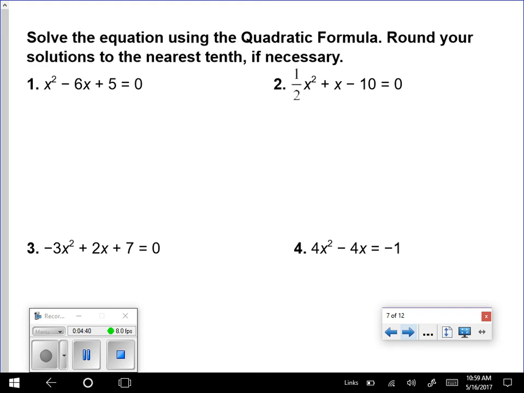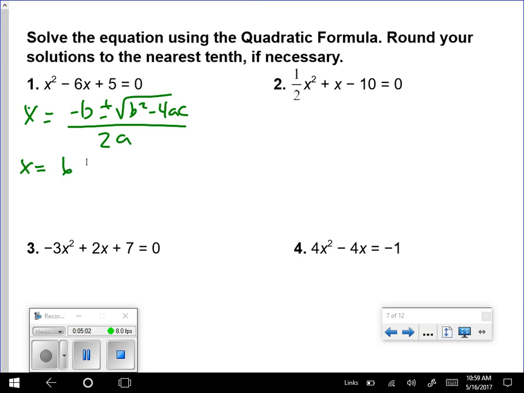So let's try this one. x equals negative b plus or minus the square root of b squared minus 4ac over 2a. Now, I've had it memorized, but I'm not going to expect you to memorize it. It will be given to you on your test. So this is going to be positive 6 plus or minus the square root of negative 6 squared minus 4 times a is 1 times c is 5, over 2 times 1. As you can see, you need a lot of space for this.